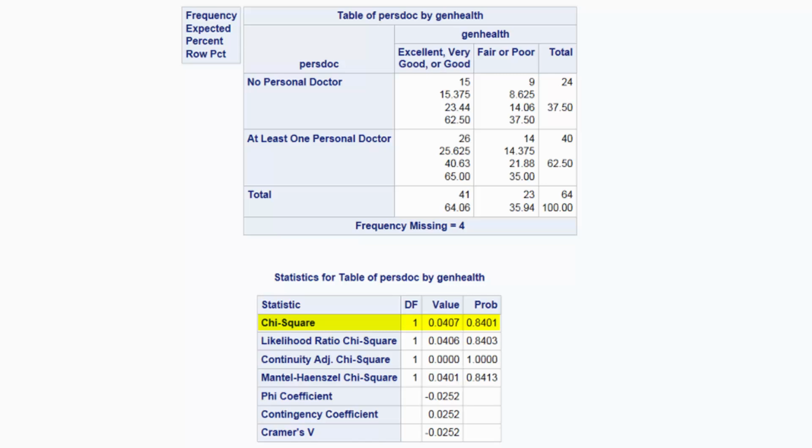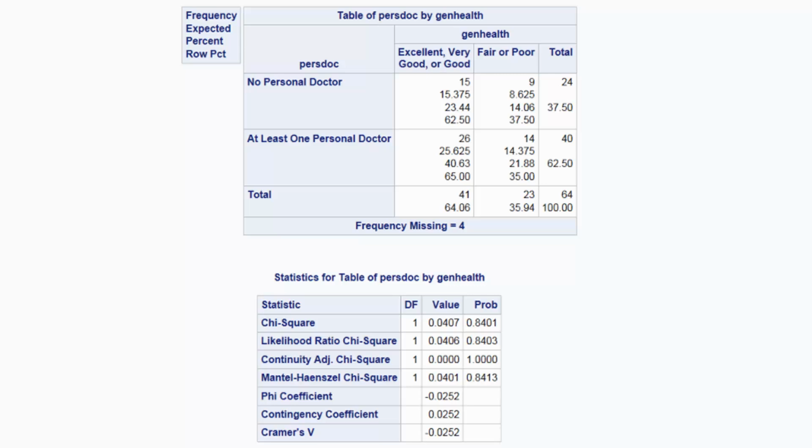This is far greater than 0.05, which is the conventional level used to determine a statistically significant difference. Therefore, based on our data, we fail to reject the null hypothesis and cannot say that there's a difference in self-reported general health by personal doctor.